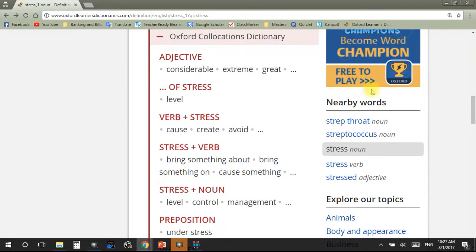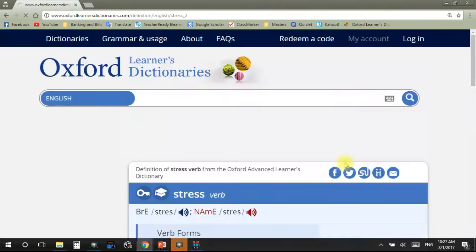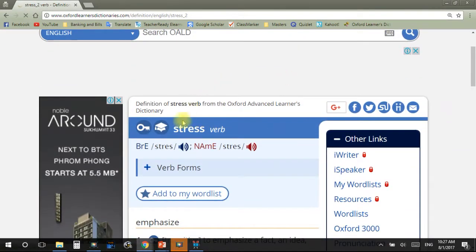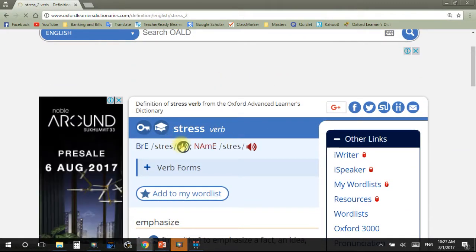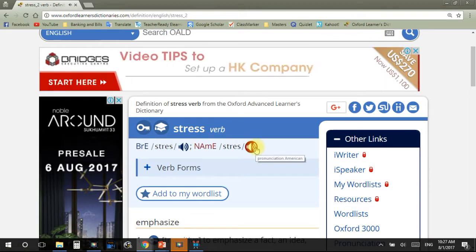Next, we can see these nearby words. So we see stress can be a noun, or it can also be a verb. So let's check out the verb. Again, we see pronunciation is the same. Stress, stress.